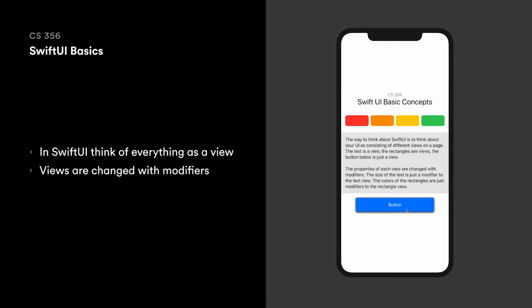Views are updated with modifiers. So this text here has a modifier that defines its color and its font size, for example. So does this one. And these rectangles have modifiers that define their color. So in SwiftUI, there's views that are changed with modifiers. When modifiers change the visual style of something, you can kind of think of it like CSS. But modifiers are so much more than just CSS because they can add all sorts of properties to views, like tap events, for example, and many other things, as we will see.